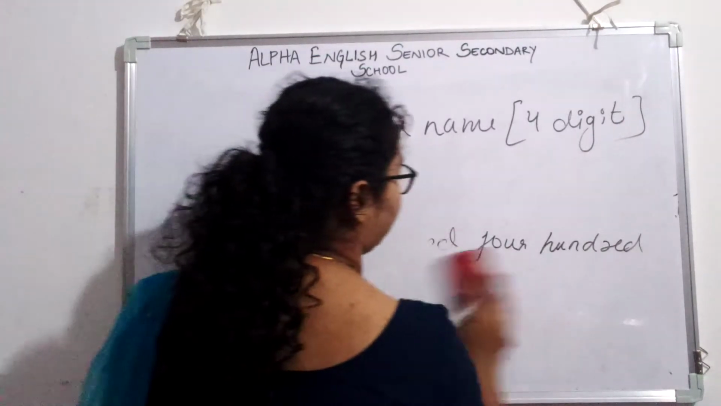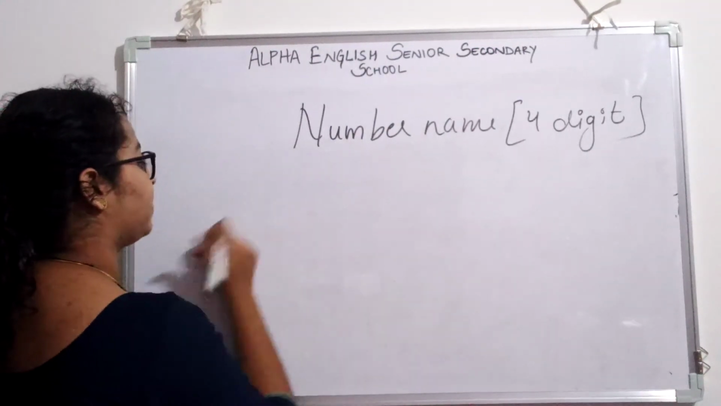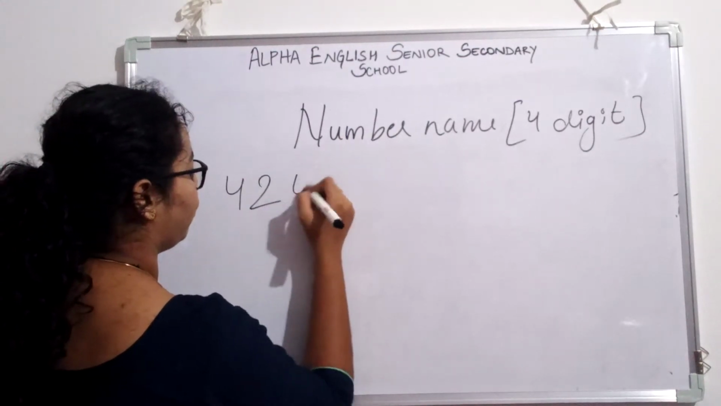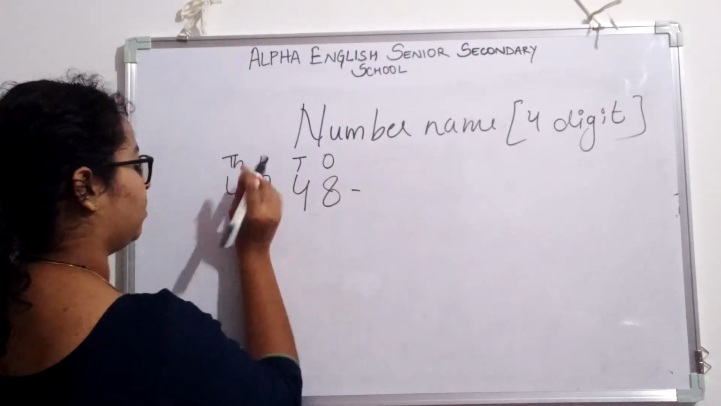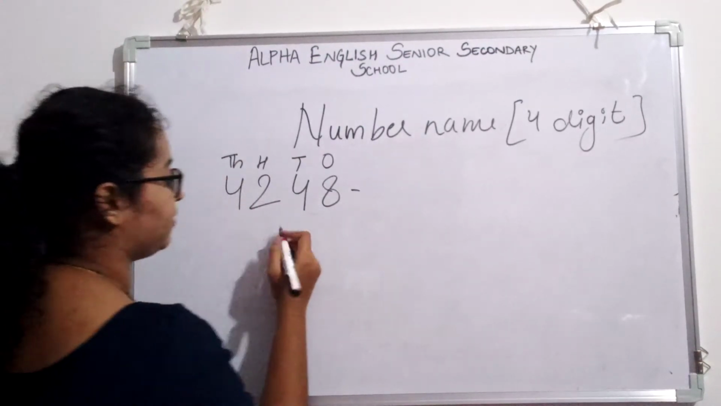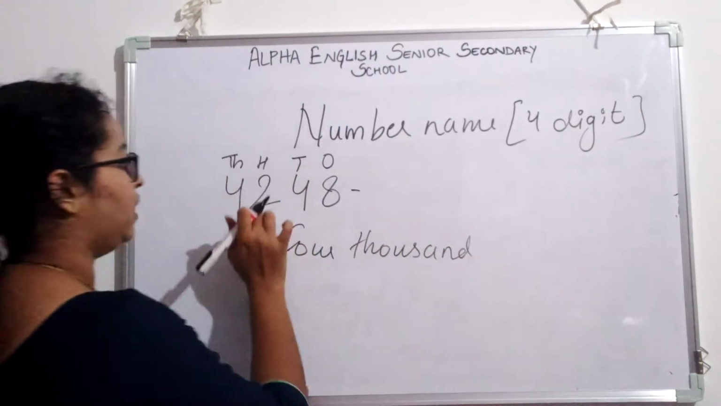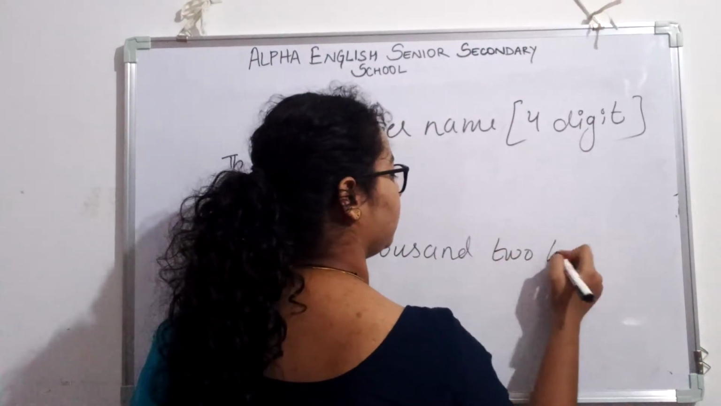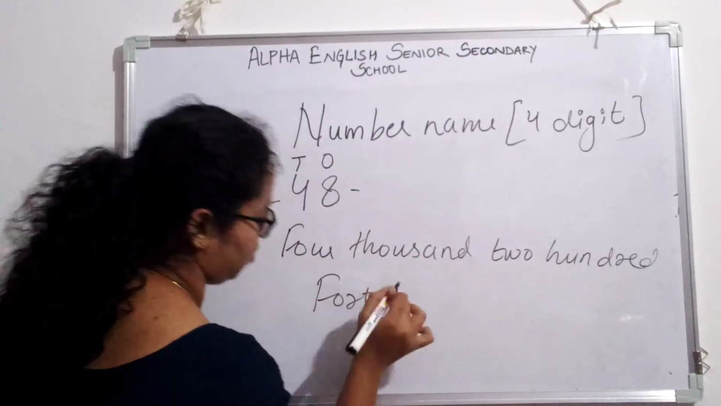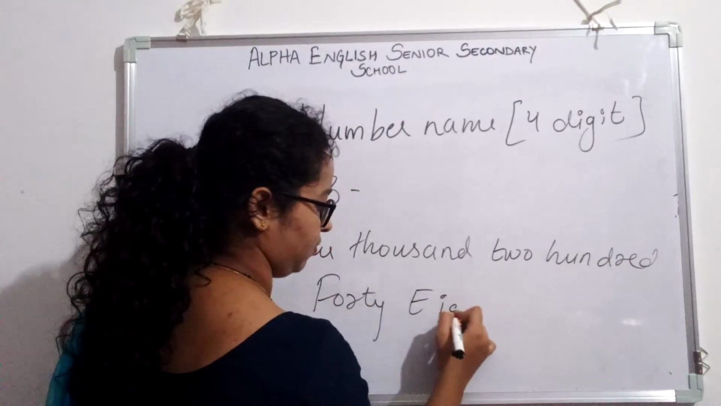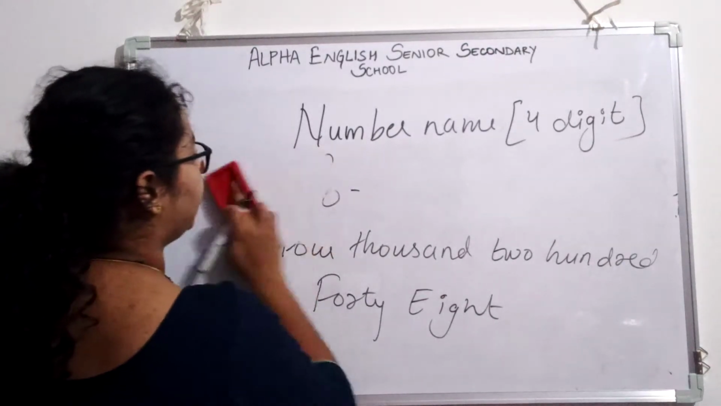Let's take another example. If we have to write the spelling of 4248, ones, tens, 100, 1000. 4 is on the 1000 place, that means 4000, 200, 48. Got it?